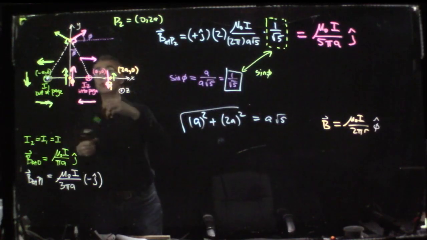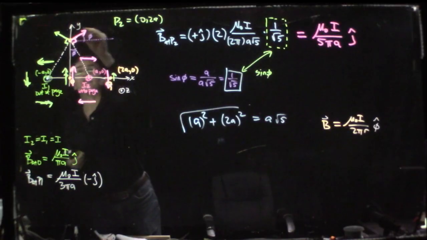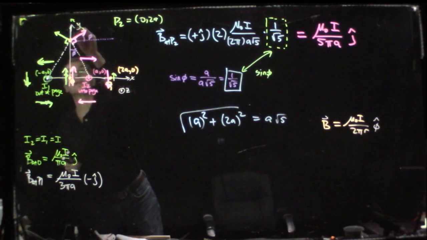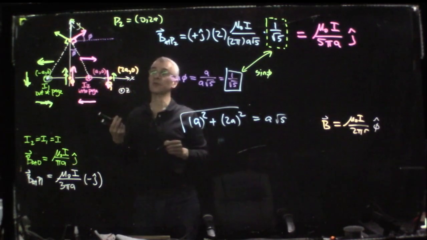I mean, you see, you could translate a copy of this green vector over here, and then when you add them, you get this vector. So that makes sense. It points up.